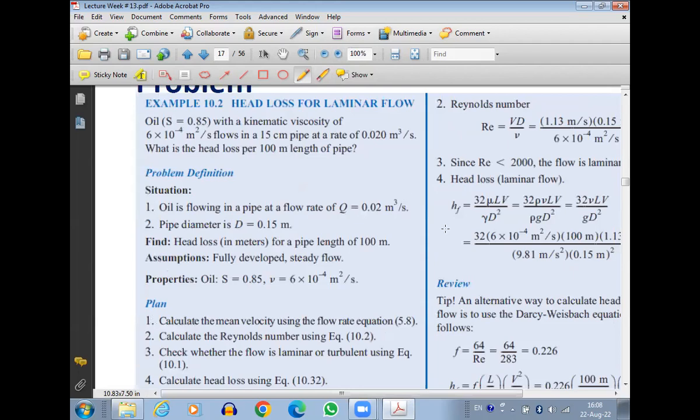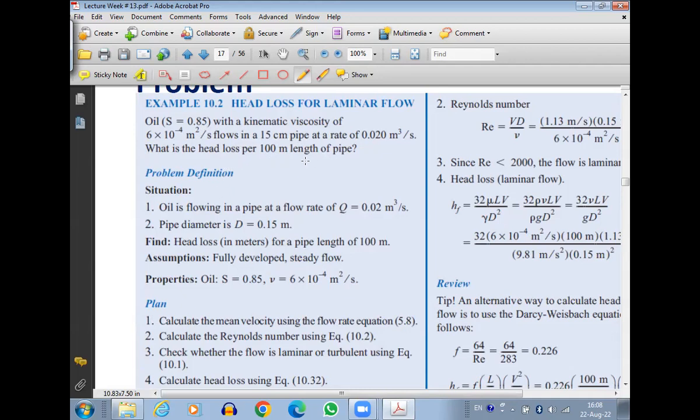Okay, we have an oil with a specific gravity of 0.85 with a kinematic viscosity of 6 × 10^-4 meters squared per second, flows in a 15 centimeter pipe at a rate of 0.02 meter cube per second. What is the head loss per 100 meter length of pipe?